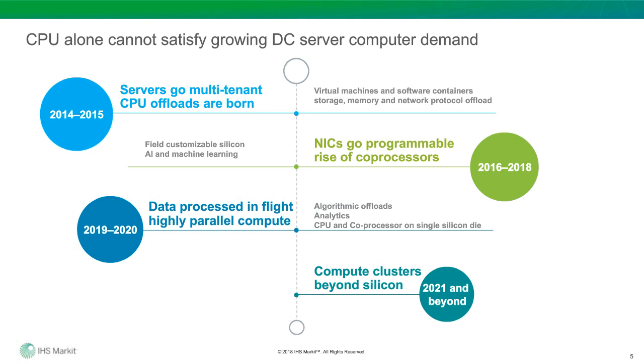In the more recent time frame of 16 to 18, we've seen the demand on the network and the CPU continue to grow and spur the birth of programmable coprocessors and programmable Ethernet adapters. And here are a few factors as to why this acceleration of demand is happening. First, in 2016, we passed the halfway mark in terms of multi-tenancy. Now, most servers that ship will run virtualization or container software.